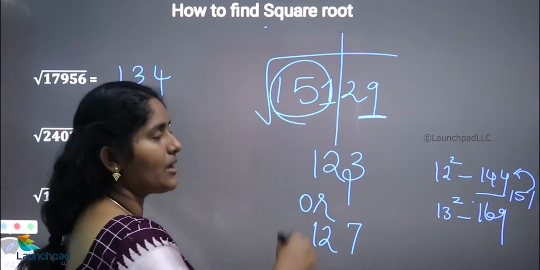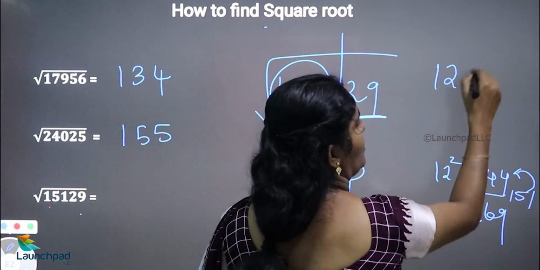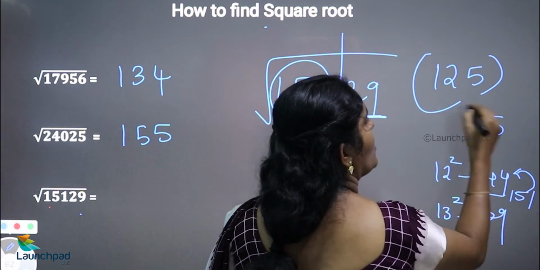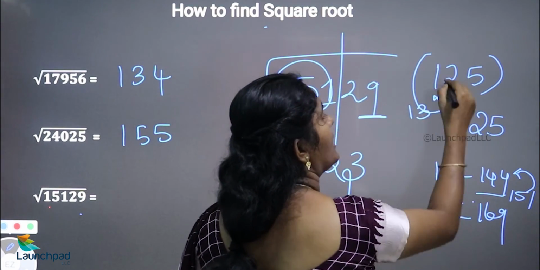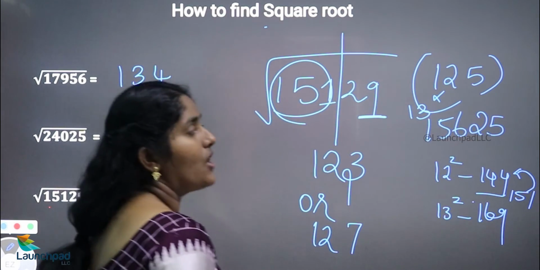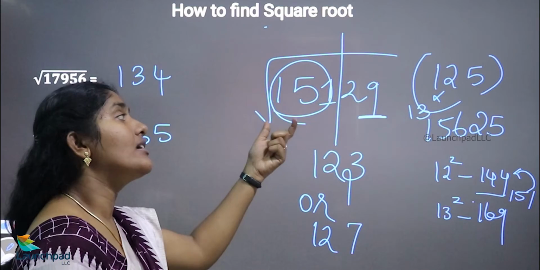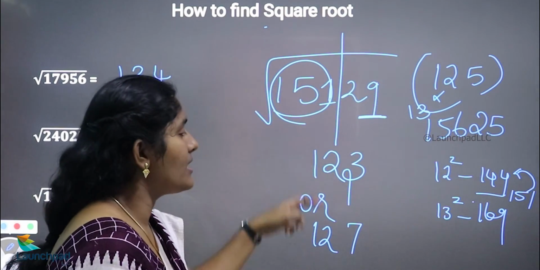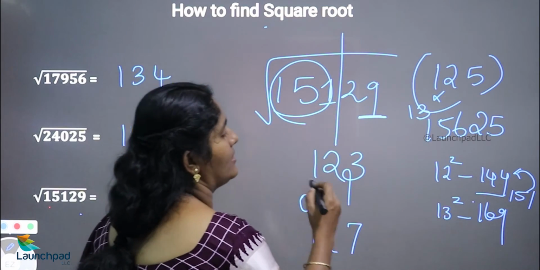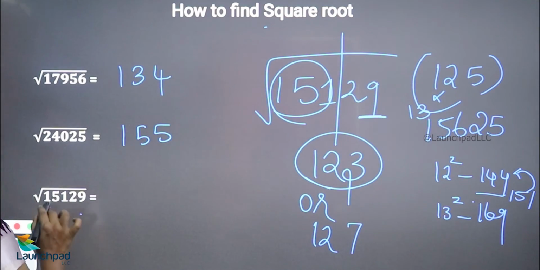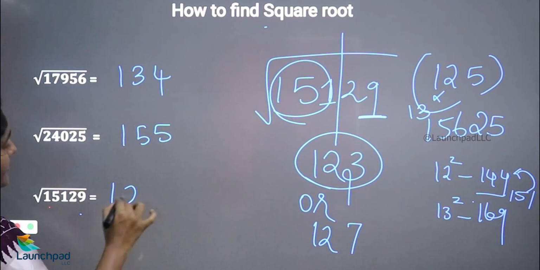You want to consider the mid value: 125. 5 square value 25. What is the next number from 12? 13. 12 into 13 is 156. The given result is lesser than this result. So which one is your lesser value? 123. So 123 is the square root of 15129.